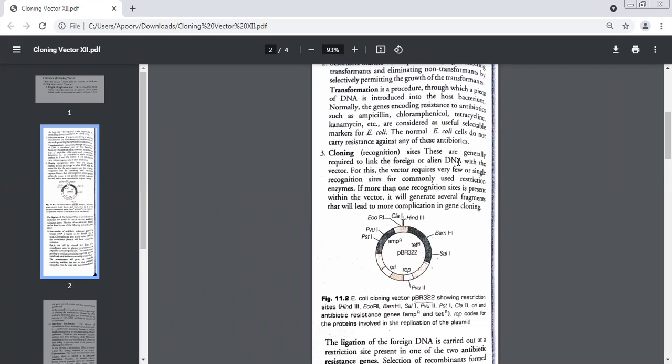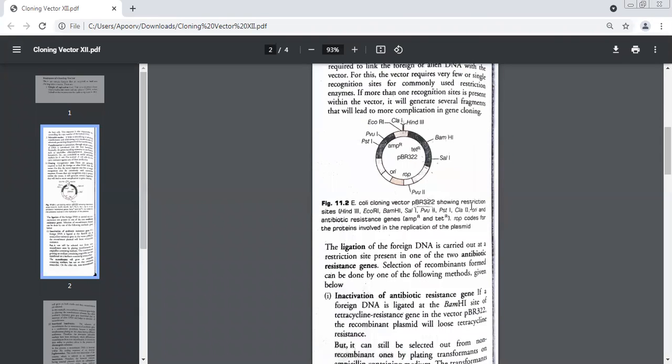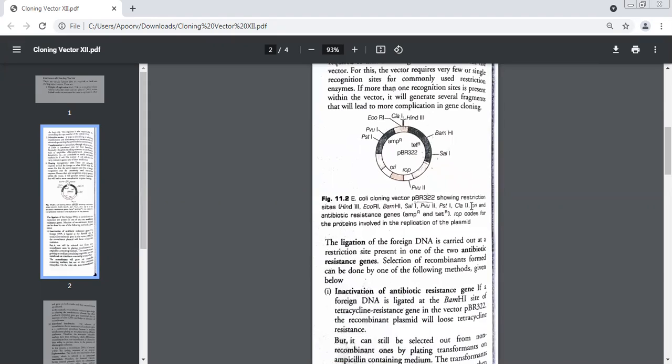Okay. These are generally required to link the foreign DNA. You remember, why do we need to have a site where we can cut so that the foreign DNA can attach? The vector requires very few or single recognition sites for commonly used restriction enzymes. If more than one recognition site is present within the vector, it will generate several fragments, which will lead to very many complications. Clear? This we had done yesterday, that we need to have only one or very few restriction sites.